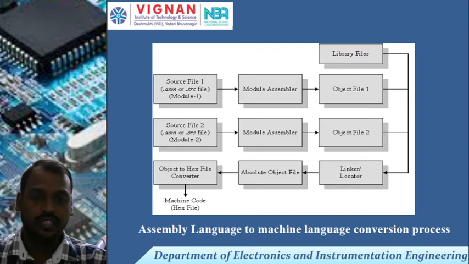So here is the assembly language to machine language conversion process. Observe here: source file 1, source file 2, object file, hex file. Whatever program you write in Keil software is executed and converted into a hex file. That is given to the module assembler, which produces object file 1, then object file 2, then the linker or locator, which links these object files and runs that particular application.